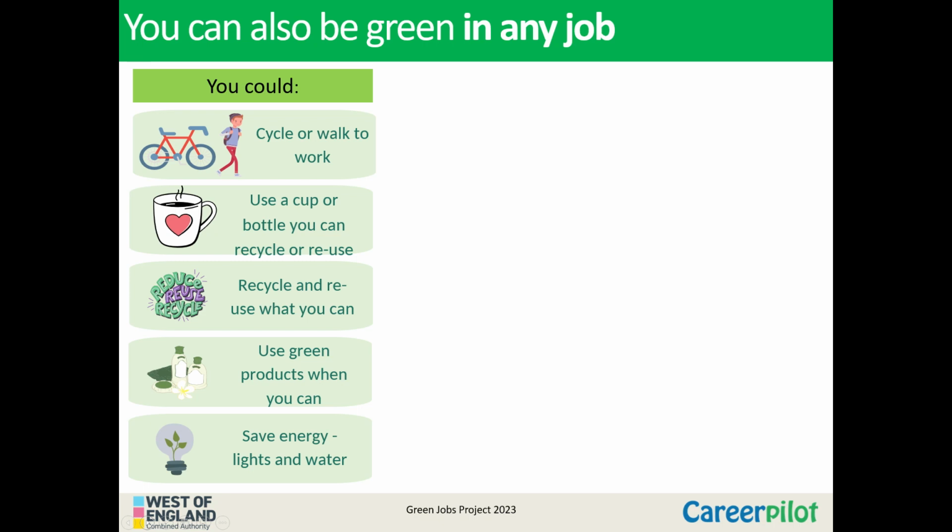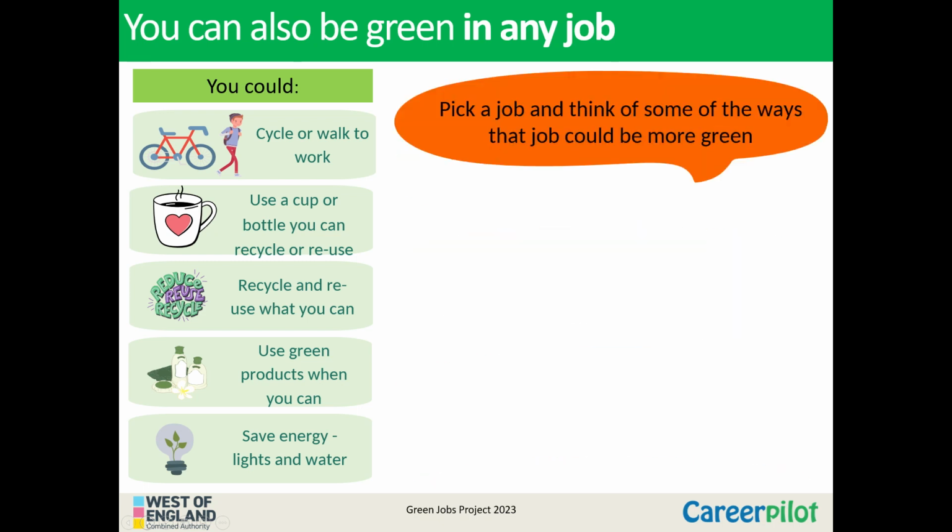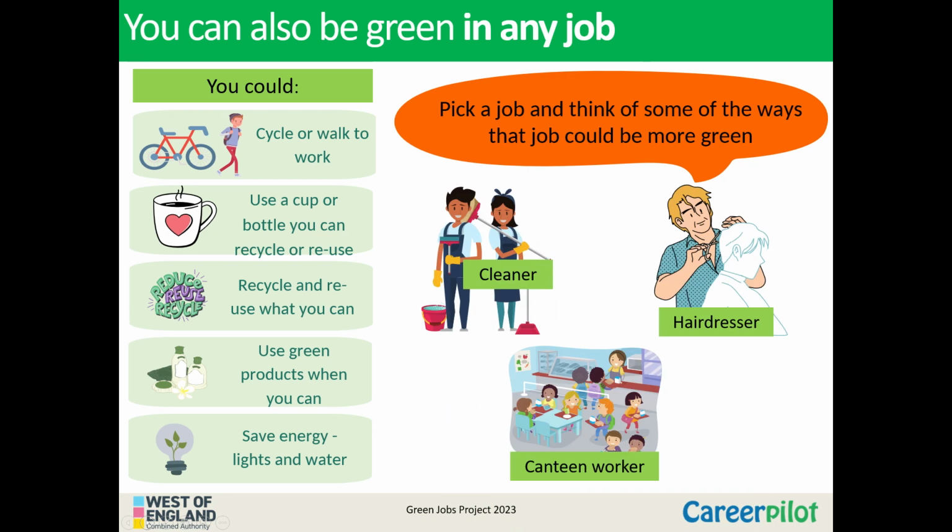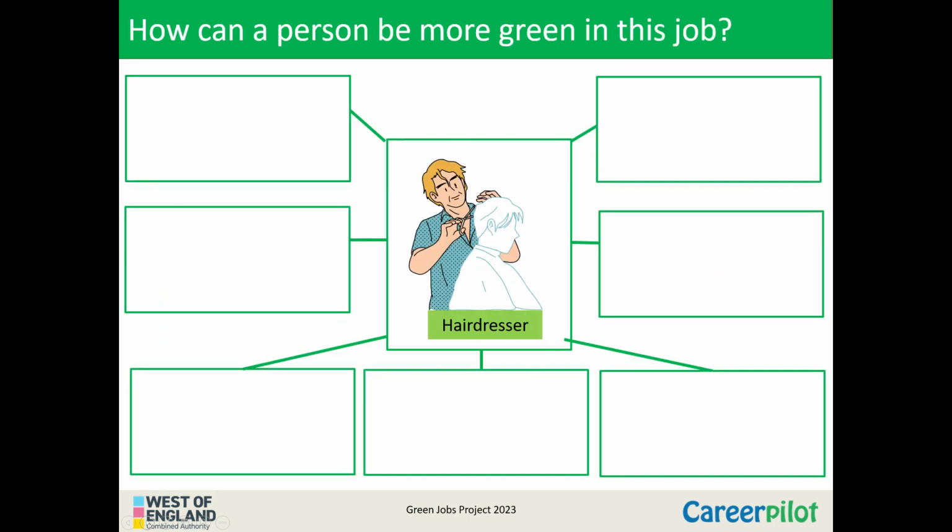Those are just examples. So students can at this point, as a group, pick a job and think of some of the ways that that job could be more green. So we put a few examples in there. Jobs hopefully the students know a little bit about: cleaner, a hairdresser, canteen worker. But you can pick whatever you choose. And there's a little task sheet for this too.